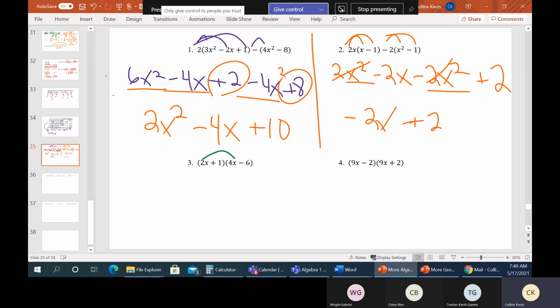So if you do FOIL, F is first terms, right? So that's the first term in each parenthesis. So we've got 2 times 4, that's going to be 8. And x to the first times x to the first is x to the second.